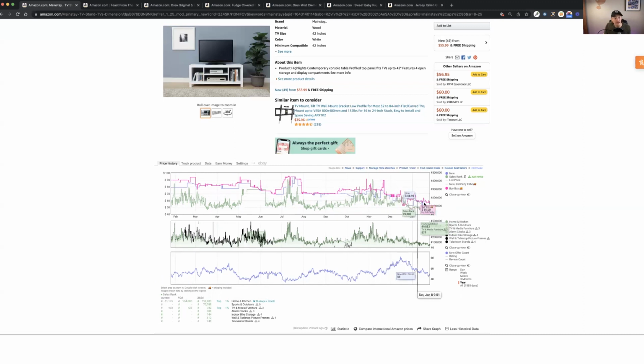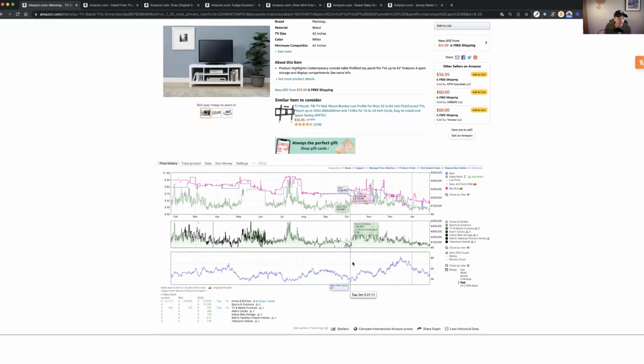So I would only buy this if I could sell it at a pretty good profit around this $56 point, because it's usually going to stay above that $56 price point. And then the third thing that I'm looking at is going to be the new offer count, what the sellers are doing, if they are coming on and selling out of the listing.